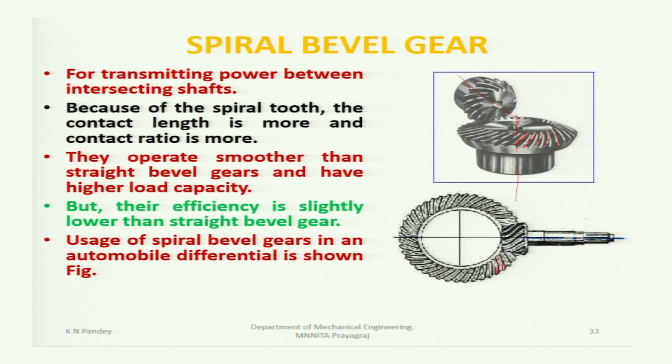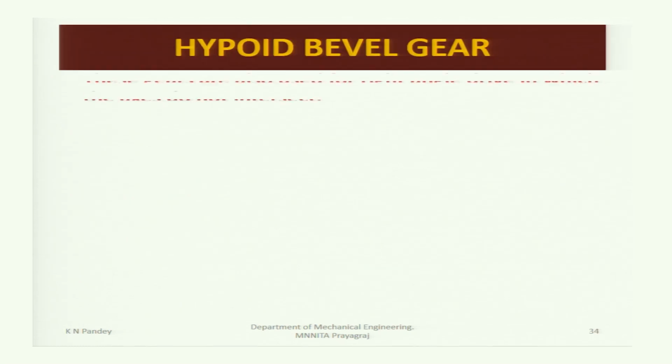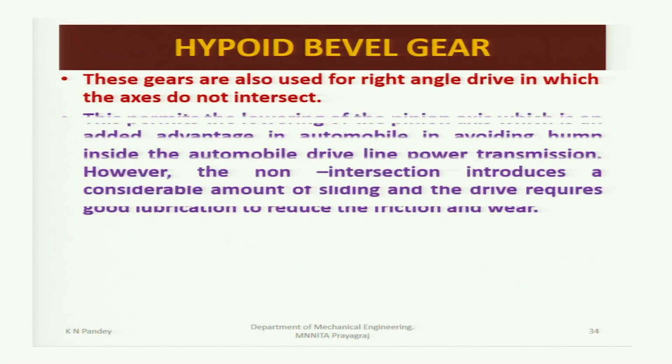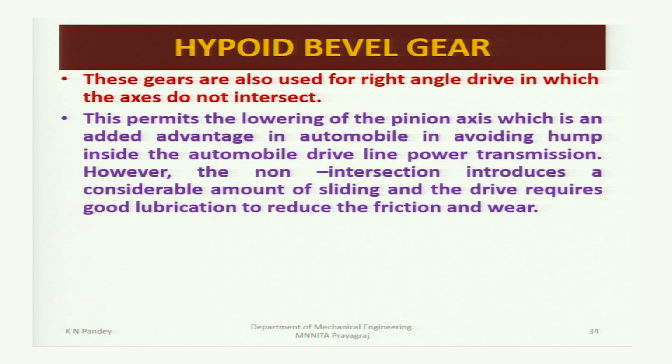Now hypoid bevel gear. These gears are used for right angle drives in which the axes do not intersect. This permits the lowering of the pinion axis, which is an added advantage in automobiles in avoiding a hump inside the automobile in the drive line power transmission.